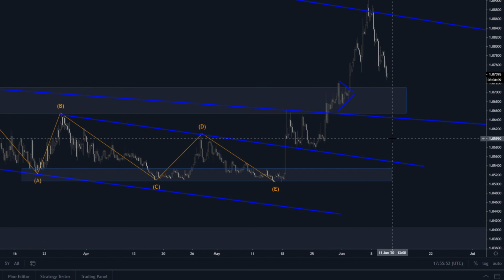So that was a really good example of the pattern working perfectly and how to trade it in a real life example.